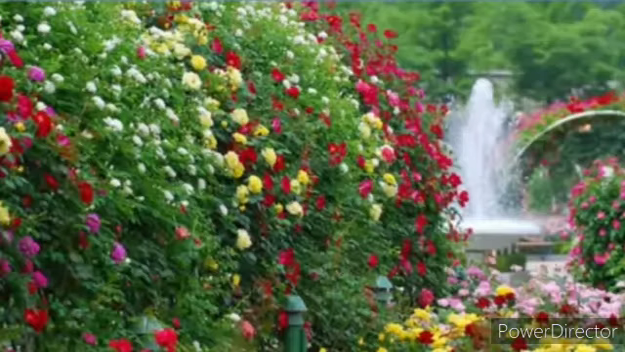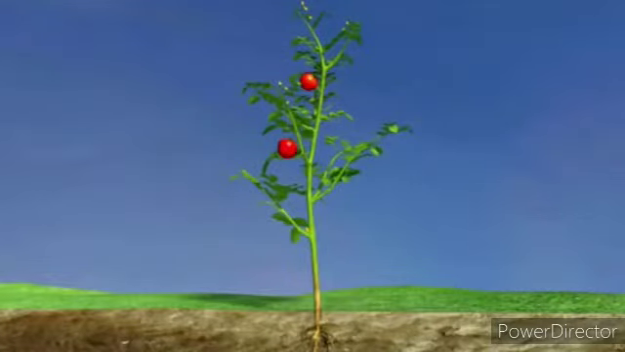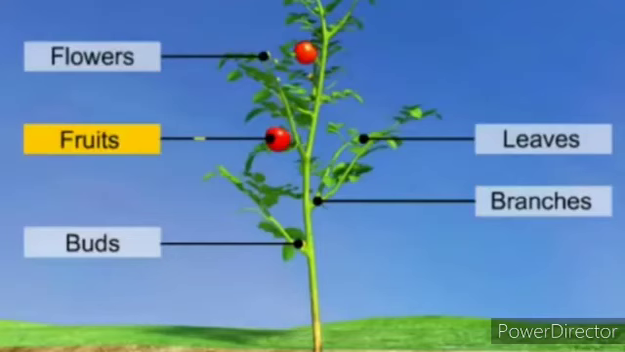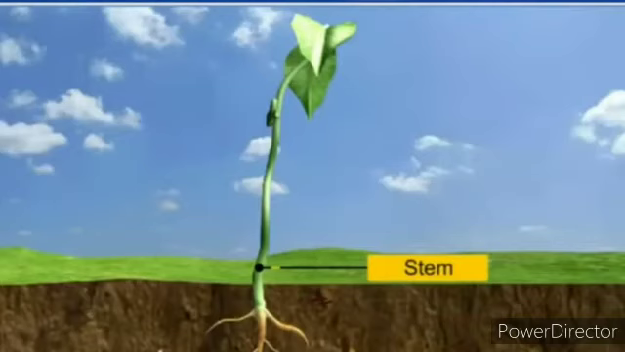When we discuss the morphological characters of a plant, mainly there are two parts: the underground root system and the aerial shoot system, above the soil. The root system we have already discussed. Today's class we will be discussing the shoot system, that means it contains the stem, leaves, flowers, fruits, etc. First we will discuss the stem.